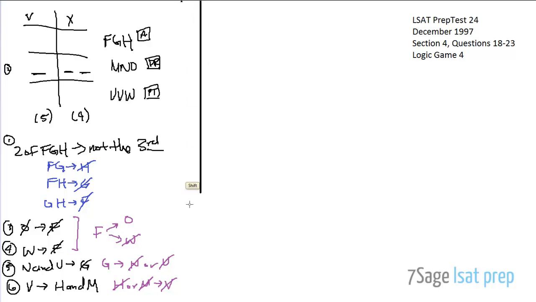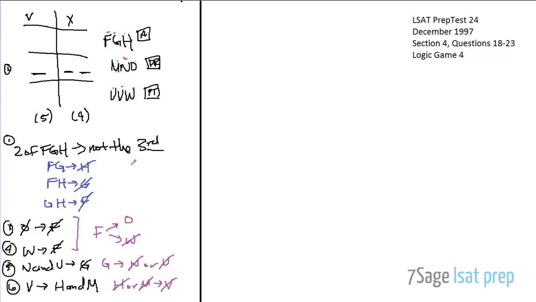This is all the information we know, so we're never going to touch this again. But look at what we have here. We have rules up here for F, G, and H: F, O, and W; G, N, and U; and then H, M, and V. So we actually have a rule for every one of our elements here, which tells me that it's a fairly restrictive game.